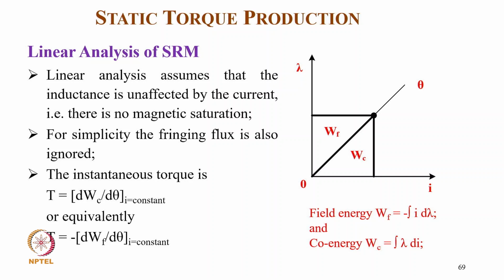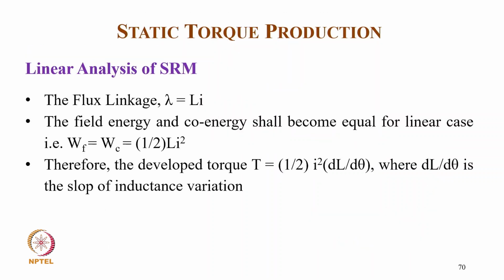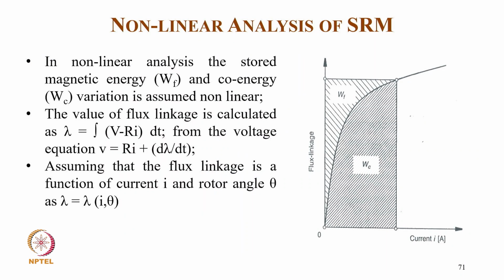Field energy Wf is minus integral i d lambda, and co-energy is Wc equal to integral lambda di. So now the flux linkage is lambda equal to L i, and the field energy stored and co-energy become equal. In this case, W equal to Wc equal to half L i square, and therefore the developed torque is half i square dL upon d theta, where dL upon d theta is the slope of inductance variation.